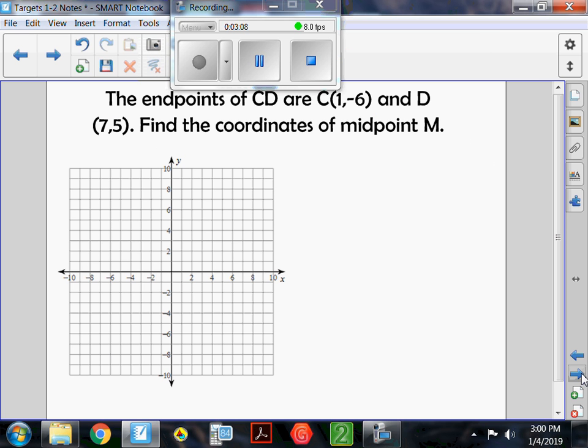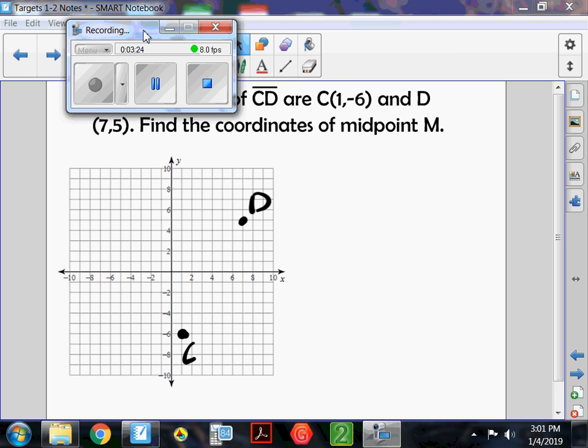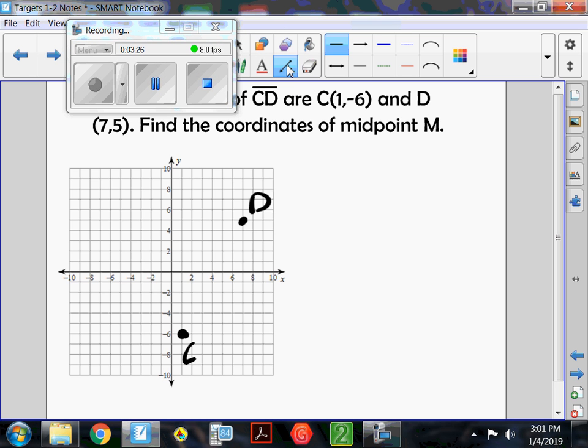So here's an example that we did in class. CD, C is at 1, -6, and D is at 7, 5. And we want to find the midpoint of that segment. So I'm going to draw a segment here. So there's segment CD, and I want to find a point somewhere in the middle of that segment.